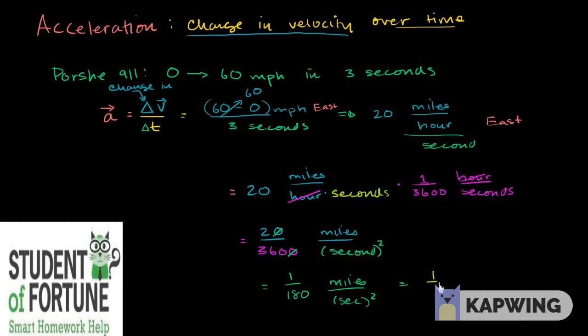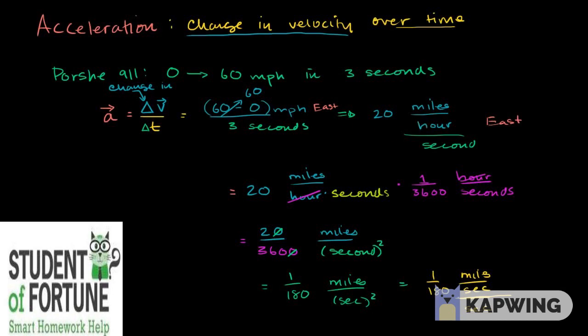This is 1 over 180 miles per second, and then we divide by seconds again, per second. Or maybe I could write it like this, per second, where this whole thing is the numerator. So this makes a little bit more sense from an acceleration point of view. 1 over 180 miles per second. Every second, this Porsche 911 is going to go 1/180th of a mile per second faster. And actually, it's probably more intuitive to stick to the miles per hour, because that's something that we have a little bit more sense of.